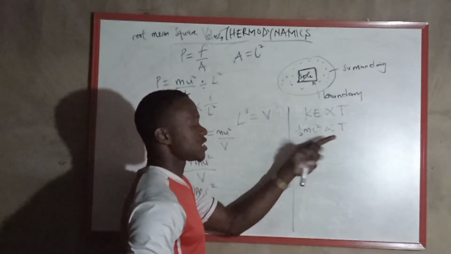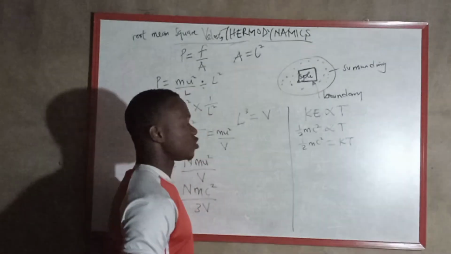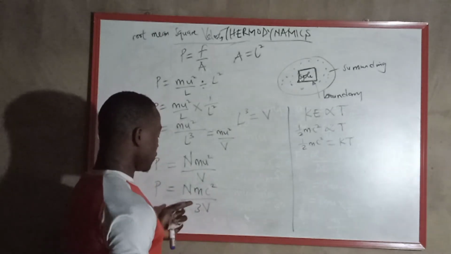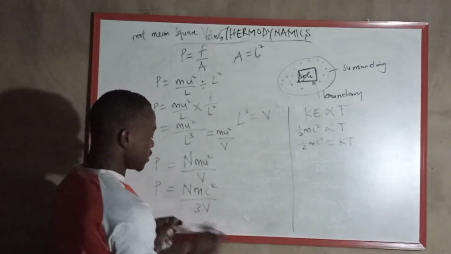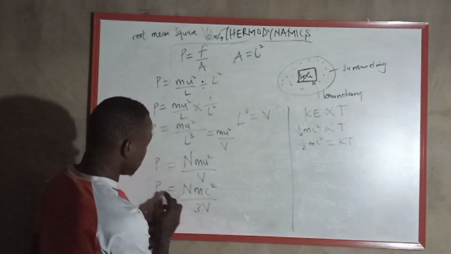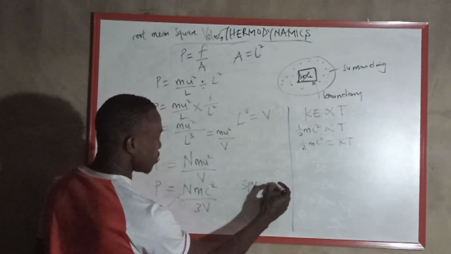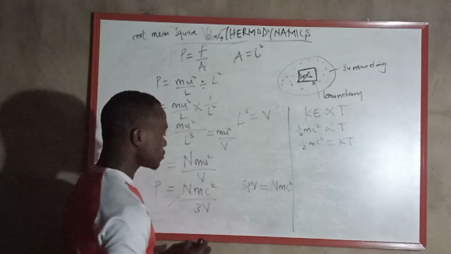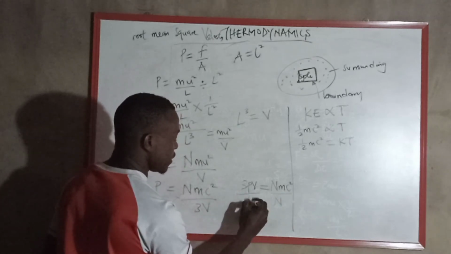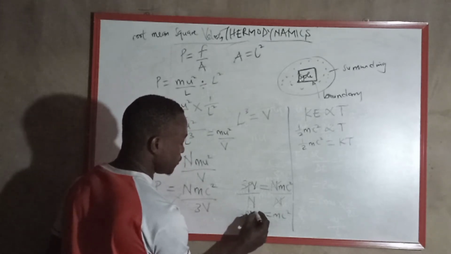So half mc squared is proportional to temperature. If we remove this proportionality sign, we introduce a constant k. So we have half mc squared is equal to kT. Now remember, we have mc squared here and mc squared here. If we make mc squared the subject of the formula, we cross multiply: 3v multiplied by p, we have 3pv is equal to nmc squared. So if we want to remove this n here, we are left with mc squared is equal to 3pv over n.